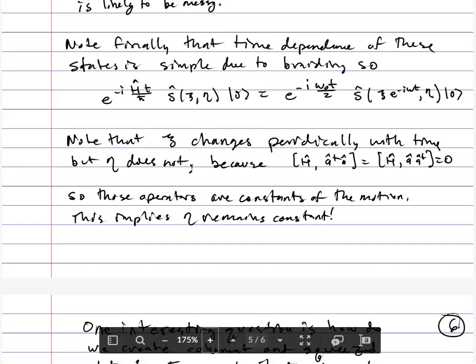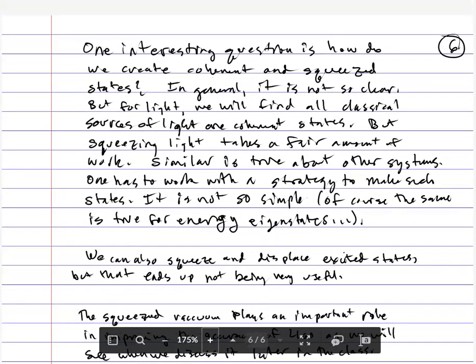All right, we have one last thing to talk about. You know, these things aren't really worthwhile if we can't actually generate them. So an interesting question is, how do we generate coherent and squeezed states? Now, in general, this is not so clear. But for light, we can find that all classical sources of light are automatically coherent states. So that was easy. Now, squeezed light actually takes a fair amount of work. You need a nonlinear optical medium in general to create a squeezed state. And this was worked out in the mid-80s. And it's now understood how to do this. And so it's rather standard lab technique.